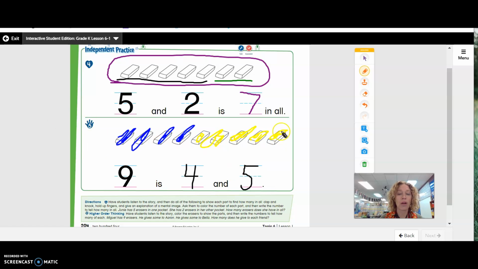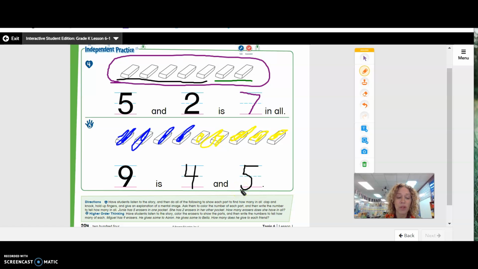There we go. So he had 9 altogether, but he gave some of them to his friend Aaron. He gave 4, and he gave 5 to his friend Bella. But you can change that answer. You can change it to whatever you want. And if you want to do a different one, you sure can.